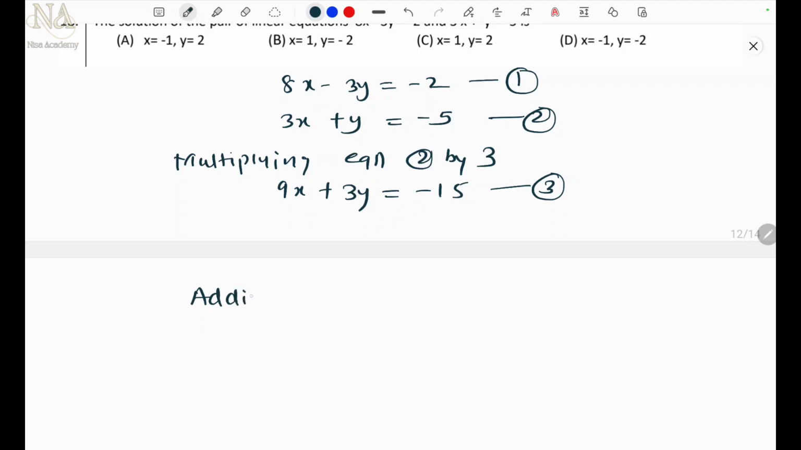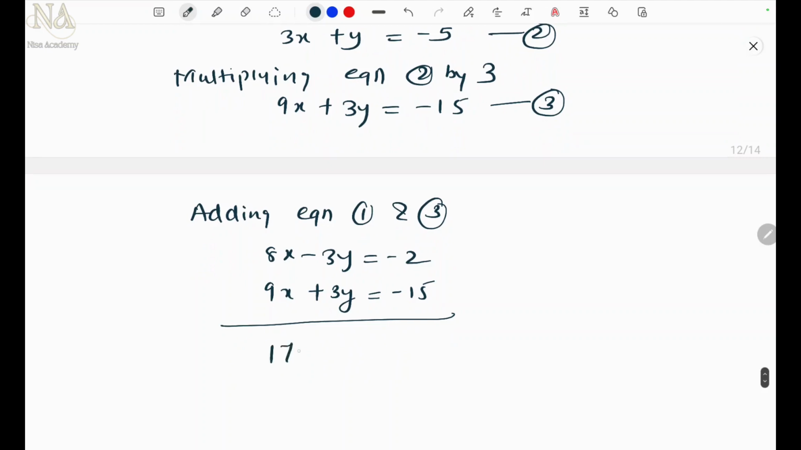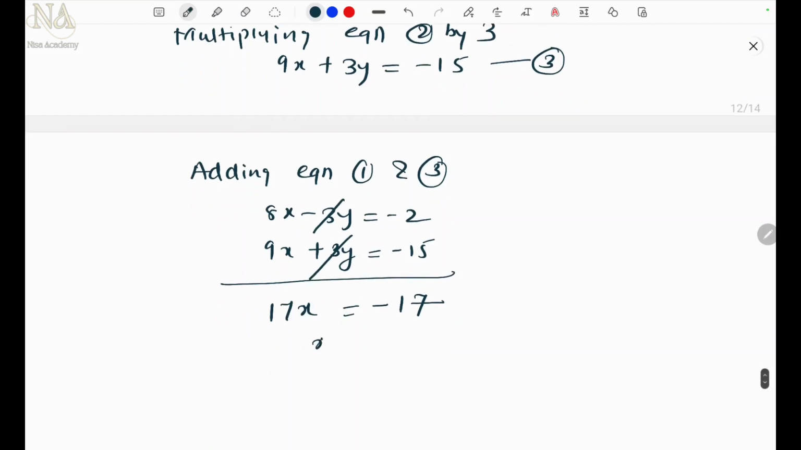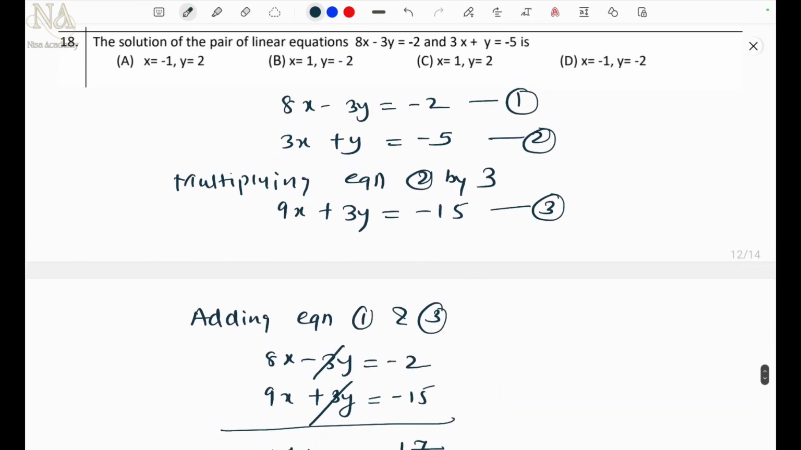So let's add equation 1 and 3. 8x minus 3y equal to minus 2, 9x plus 3y equal to minus 15. So 8 plus 9 is 17x, the y terms cancel, equal to minus 17. Okay, so x is minus 17 by 17, which is equal to minus 1. x equal to minus 1. Now let's see the options. There are two options which say x equal to minus 1, and here also x equal to minus 1, y equal to minus 2.